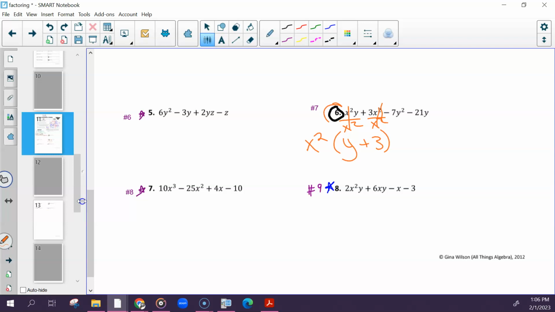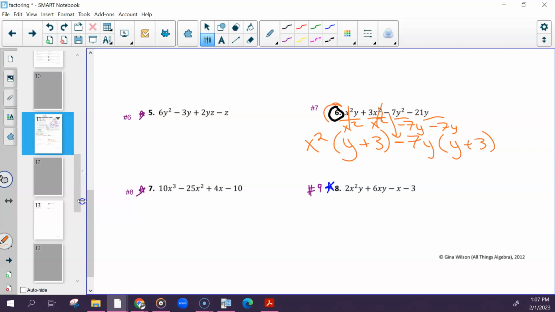What would we do next? Bring down the minus 7. And 7 is at it. 7y. And again, divide. So what would be left? What would happen after that? Y plus 3. It's the same thing. Y plus 3.